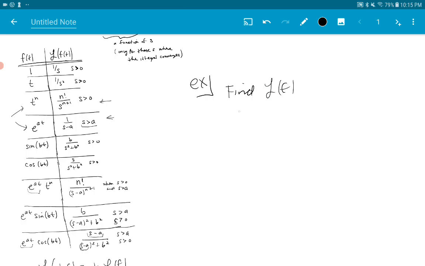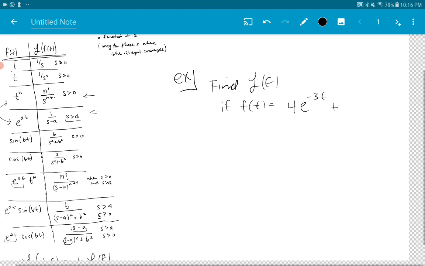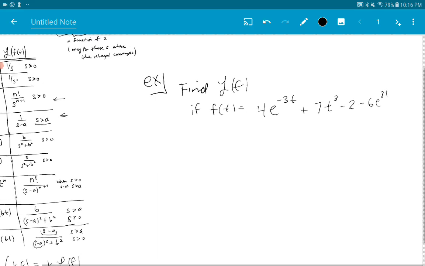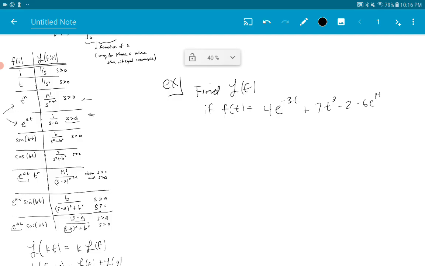Find the Laplace transform of f if f of t is this function here: 4 e to the negative 3t plus 7 t to the third minus 2 minus 6 e to the 8t. Okay, so that's the function we want to find the Laplace transform of. It shouldn't be very hard. With our table, we won't have to do a single integral.